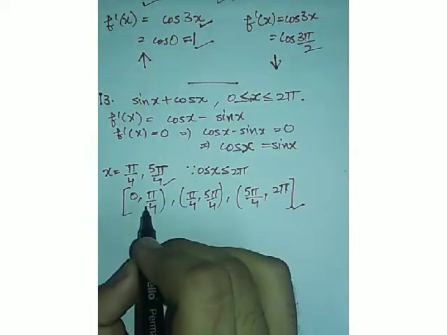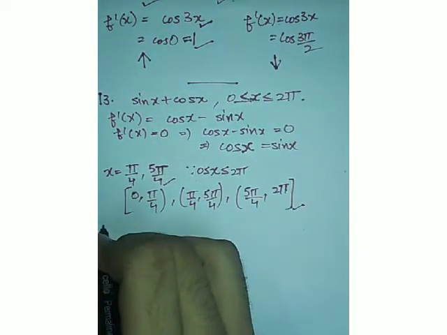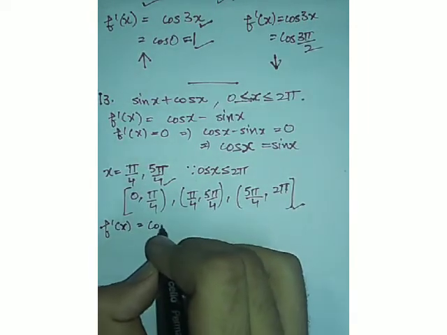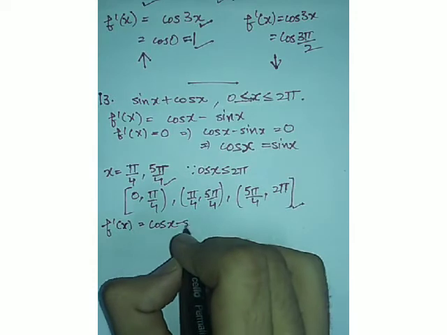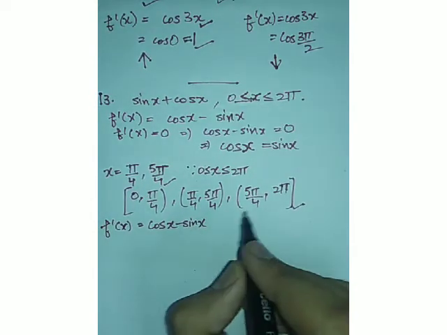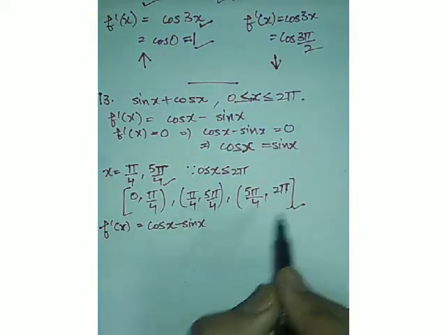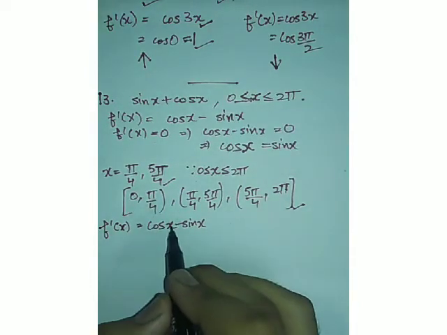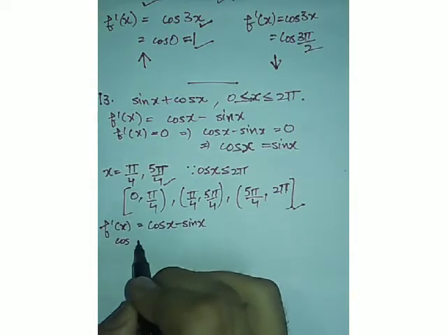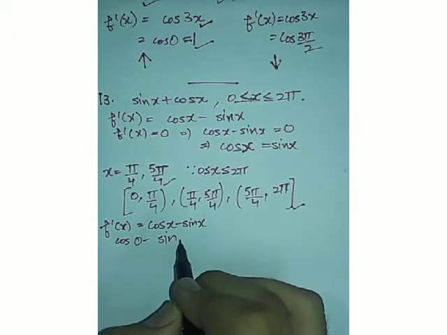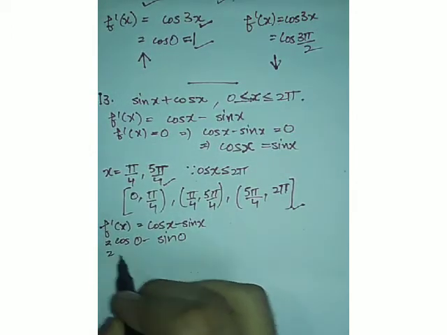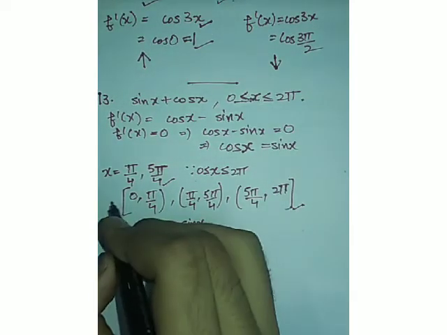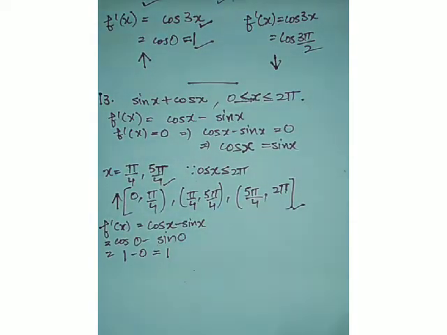Now for each interval, just check the value of f dash x. Now what is f dash x? That is cos x minus sin x. We have to check whether it is greater than or less than 0. Now from 0 to pi by 4, just consider 0. When you put 0, cos 0 minus sin 0, that is cos 0 is 1, sin 0 is 0, you will get 1. It means your function is increasing on this interval.